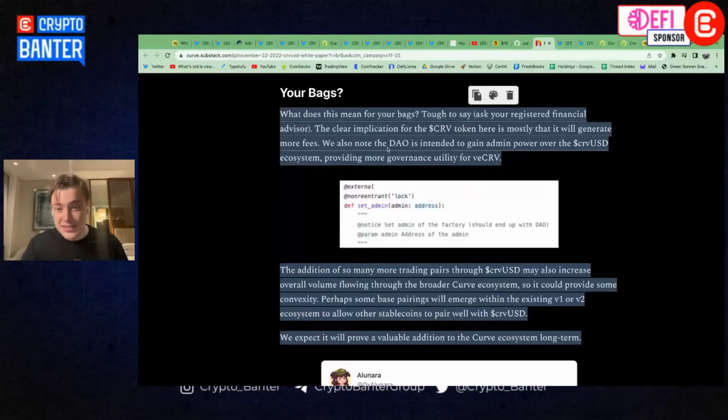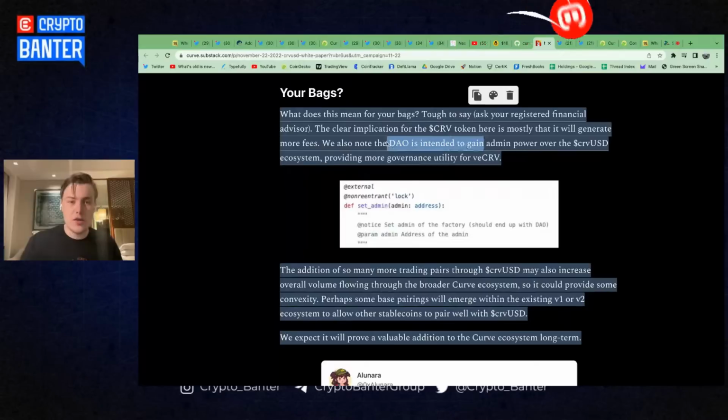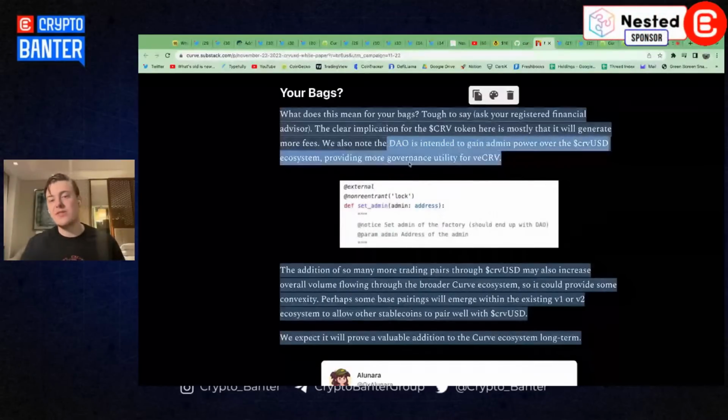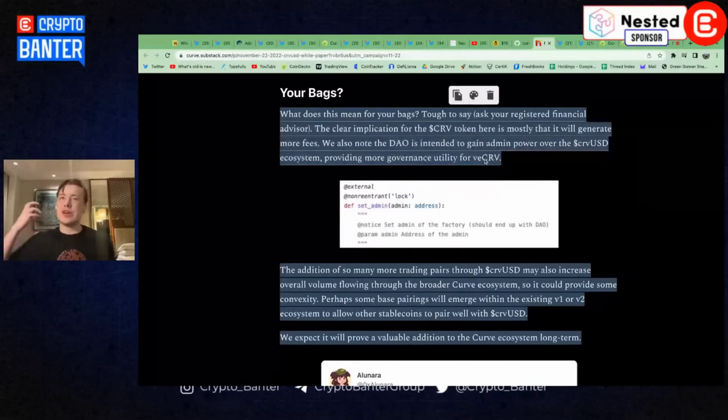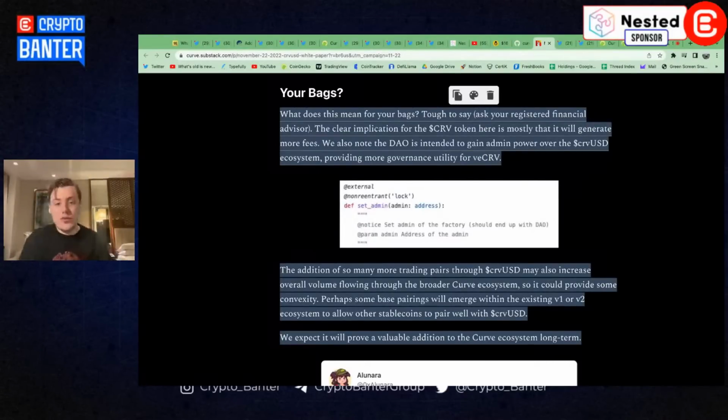The DAO is intended to gain admin power over Curve USD, providing more governance utility for veCurve. What veCurve is, that's vote escrow Curve. That's basically when you take Curve tokens off the market and lock them up for a certain amount of time, because we know Curve staking isn't liquid. It's locked staking. Of course, you can use Convex as well, but if you do stake through Curve, it's locked staking. These guys have governance voting rights over Curve USD, but they also have rights to fees generated from the protocol, which, of course, if the stablecoin does well, potentially the protocol generates more fees.